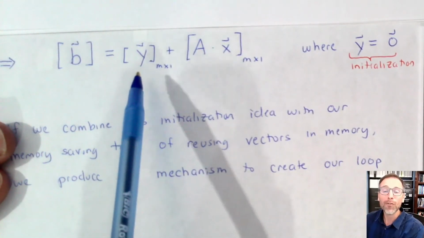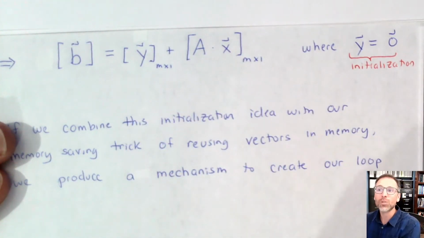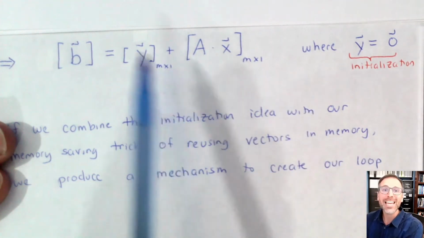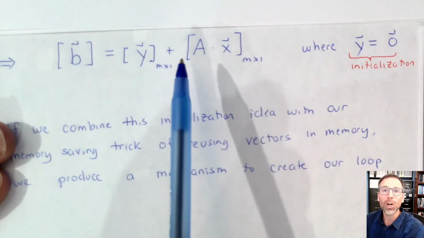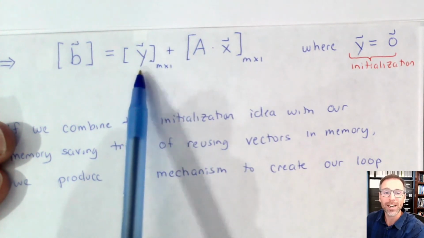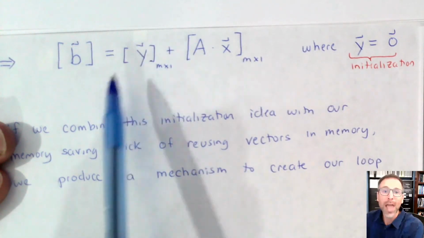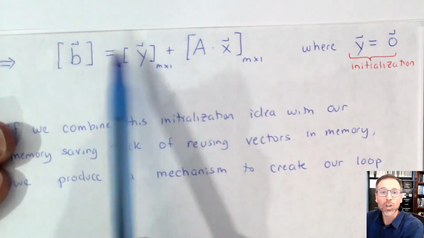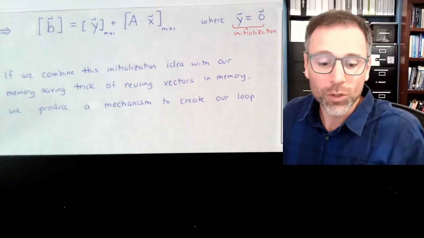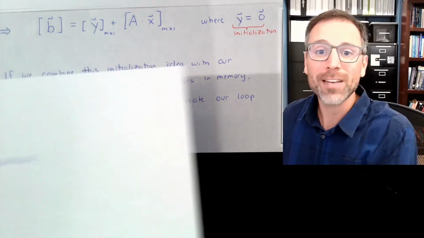And with that, we have our first of two techniques that allows us to translate the mathematical definition of a matrix column vector multiplication into a workable algorithm that we can code in MATLAB. And that trick is to initialize a vector y. In this case, we'll set that vector to be 0, and then use that as a starting point to enter our loop. The second trick that we're going to use is our memory saving technique.